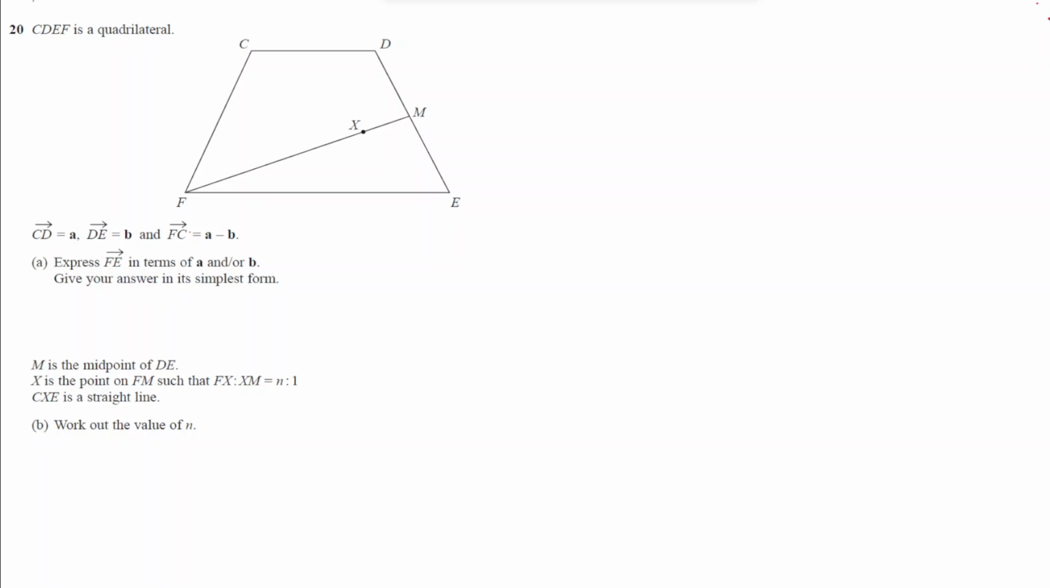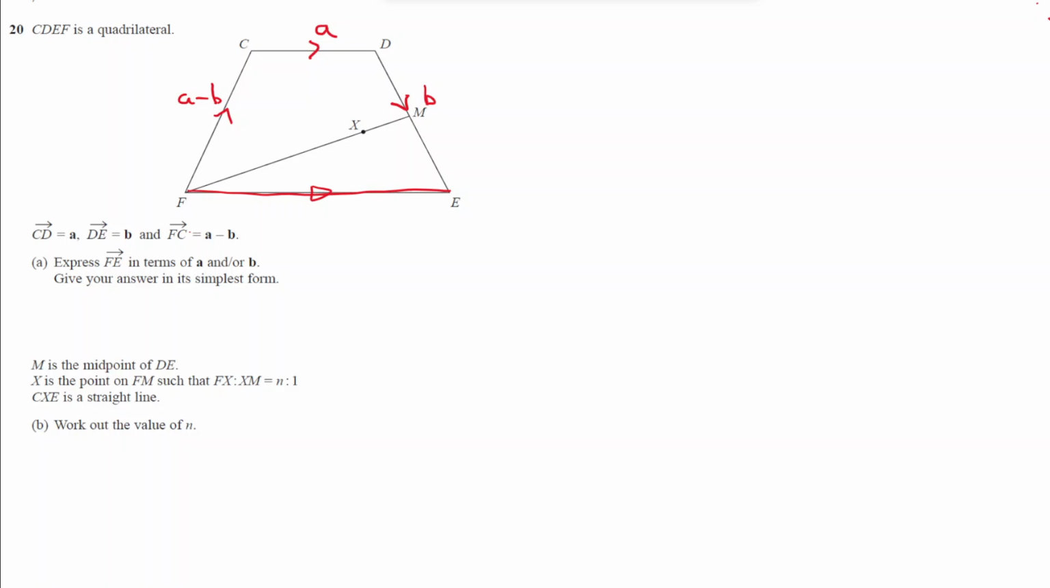So we've got a vectors question here. CDEF is a quadrilateral, as you can see. CD is little a, so I can annotate that. CD is vector little a. DE is vector little b. FC is a minus b. And we have to express FE, which is that vector there, in terms of A and B in its simplest form.